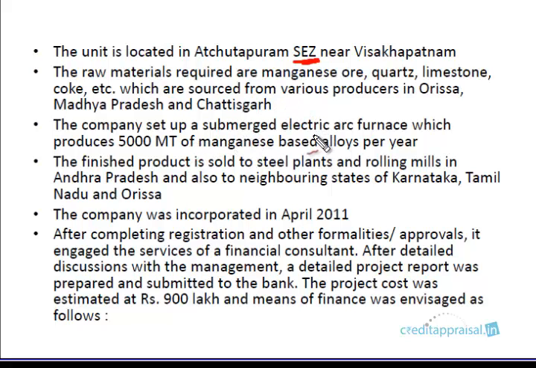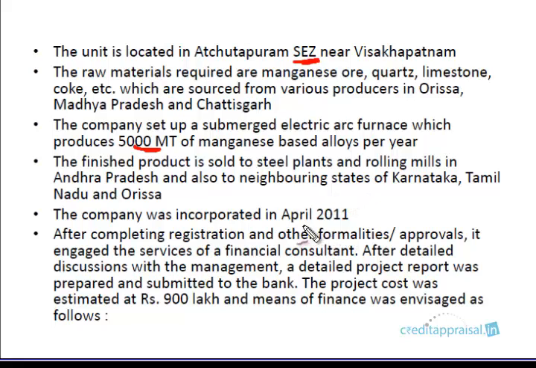The company set up a submerged electric arc furnace. This is one of the methods to manufacture ferroalloys, which produces 5,000 tons of manganese-based alloys. This is the installed capacity. As far as the marketing is concerned, the finished product is going to be sold to steel plants and rolling mills in Andhra Pradesh and neighboring states.